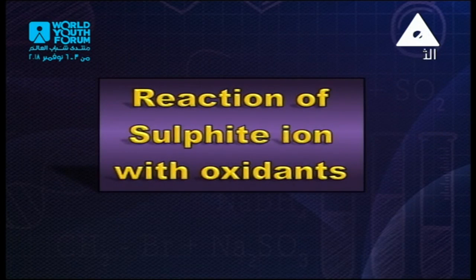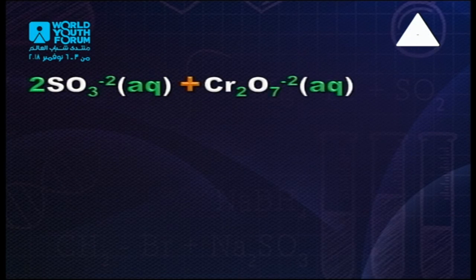My dear, the reaction of sulfite ion with oxygen. How can you do that? As a beginning, when I take 2SO3 2-, do you know what this means? This is sulfite in aqueous solution. Now, we add Cr2O7 2-, also aqueous. What is the result now?